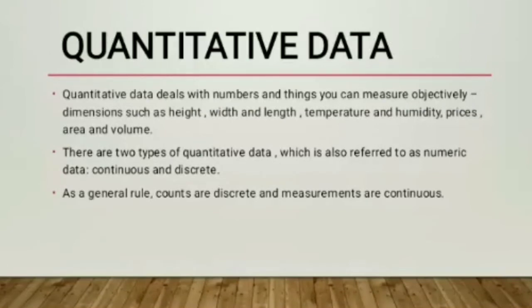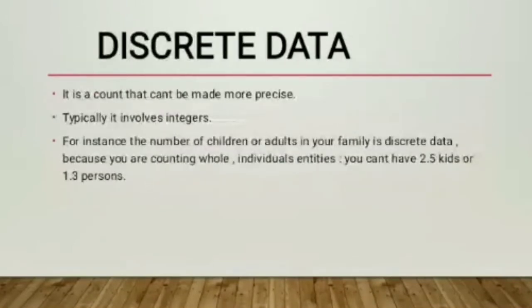Discrete data is the first type of quantitative data. It is a count that cannot be made more precise. Typically, it involves integers. For instance, the number of children or adults in a family is discrete data, because you are counting whole individuals or entities. You can't have 2.5 kids or 1.3 persons.